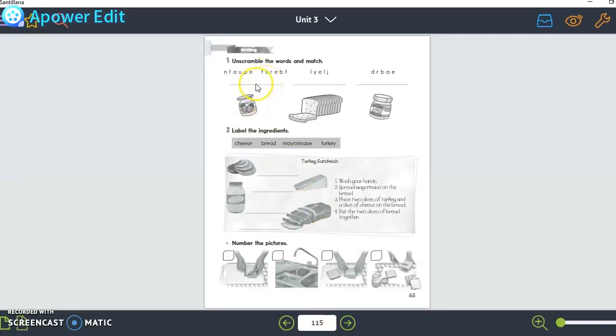Unscramble the word and match. Peanut butter. Jelly. Bread. What are you going to do? Look at the ingredients. Ham. Cheese. Peanut butter or mayonnaise. And bread. And here you are going to number the picture.